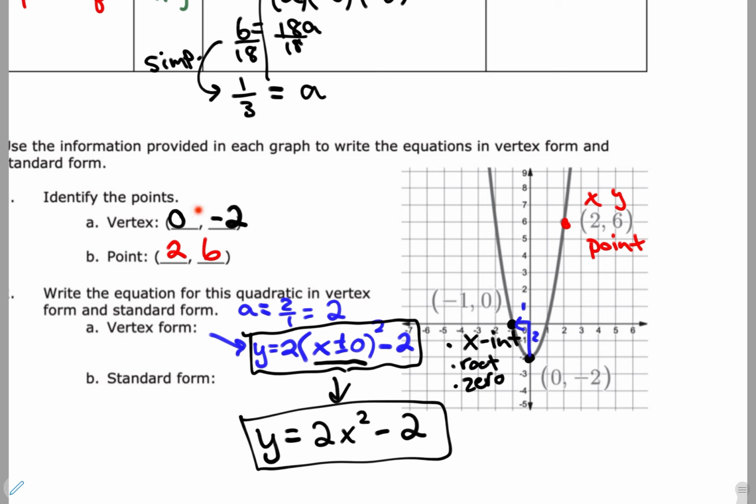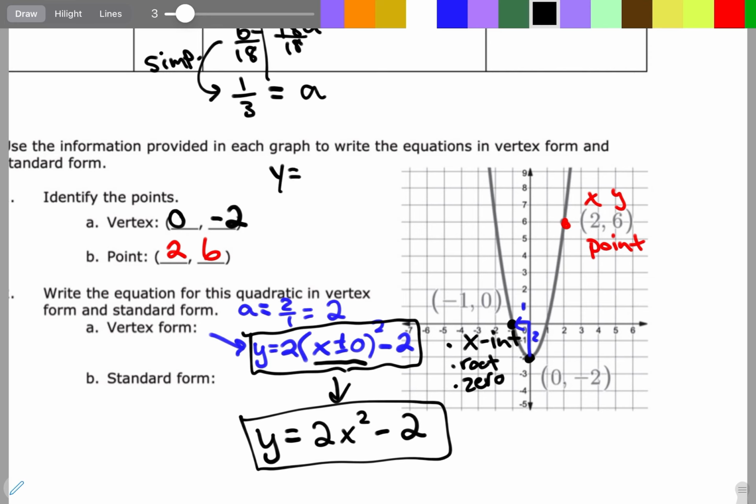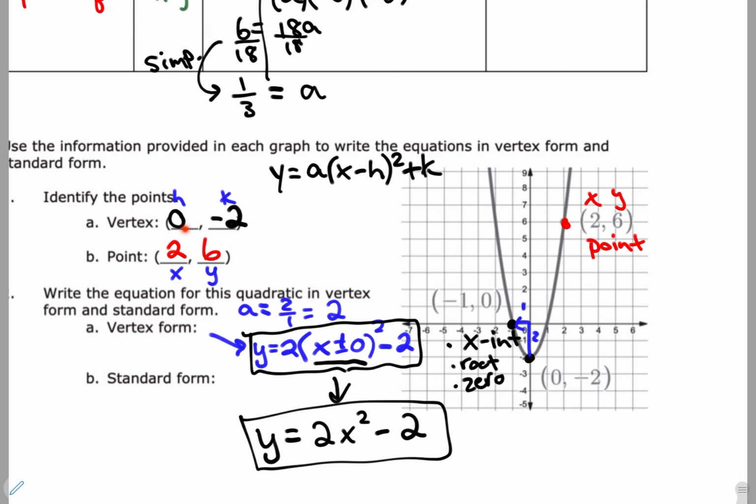Again, vertex, H and K, they go right here. Should have this in your notes somewhere. This is H, and this is K. This is X, this is Y. All right. Now we could have used that little crazy setup to find this value, but because they have a graph, we can count to find our a value. Our a value is always going to be our distance to our next door neighbor, all the time.